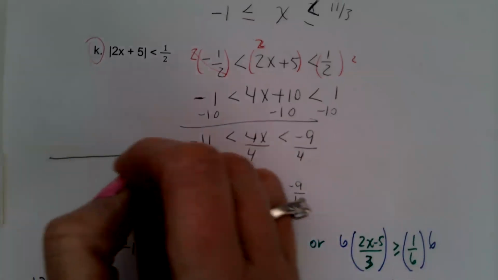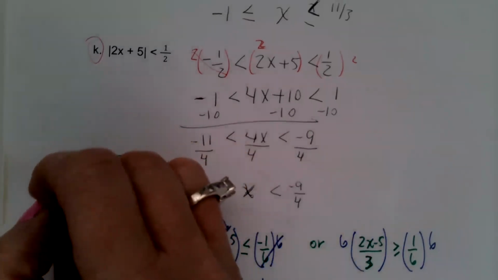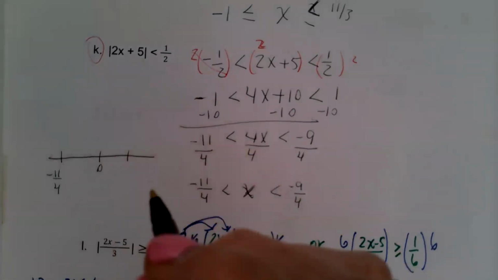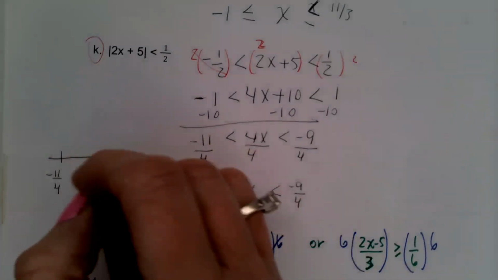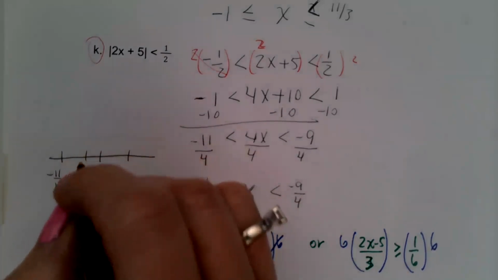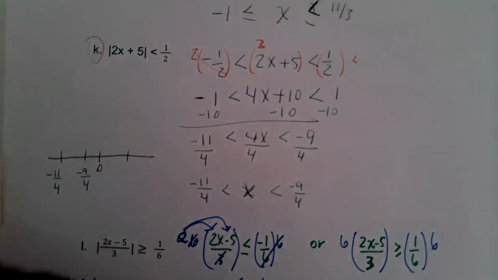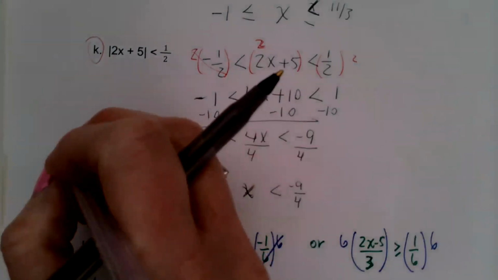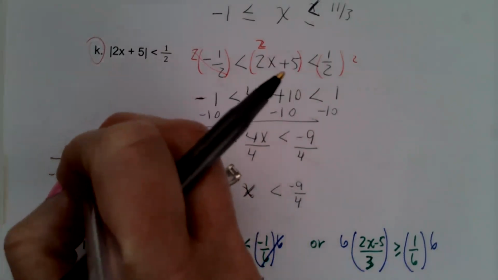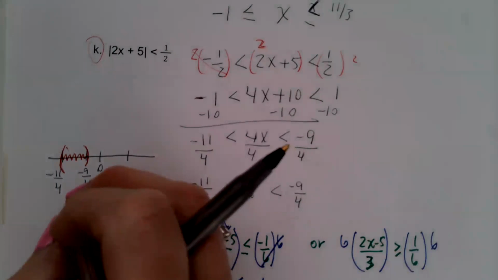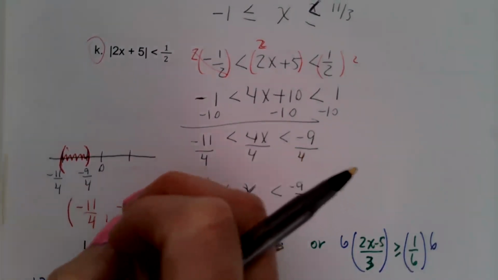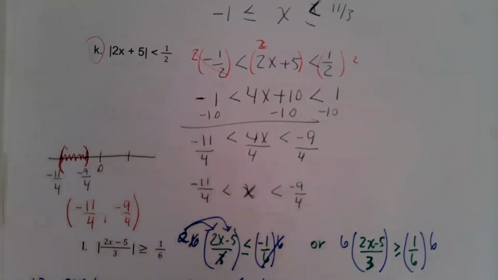So our number line here is a negative 9 fourths over here on this side of the 0. And because it's open, we have just an open parenthesis in here. And our interval is the same thing. So it's just a negative 11 fourths to a negative 9 fourths with parentheses.